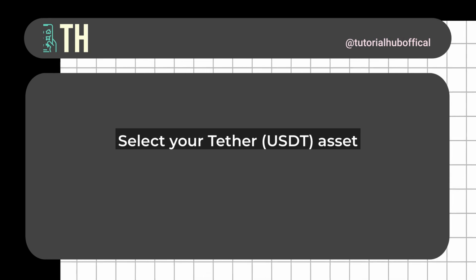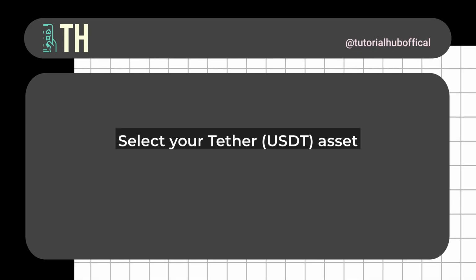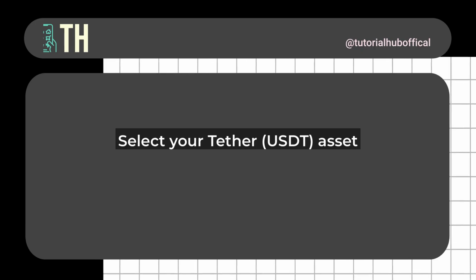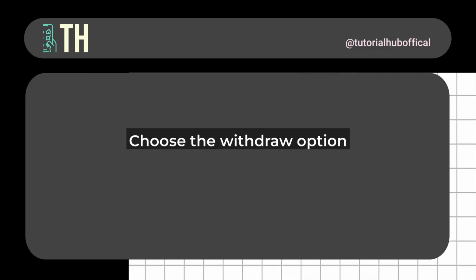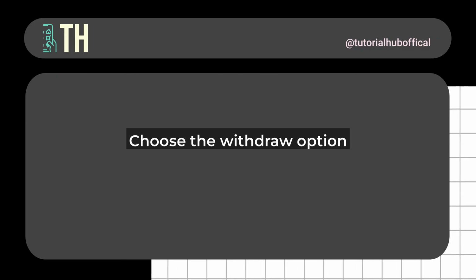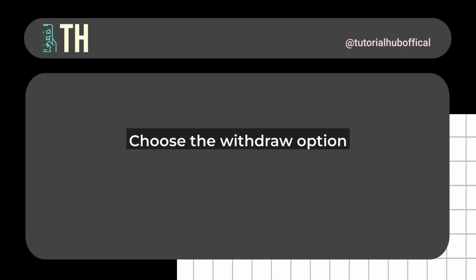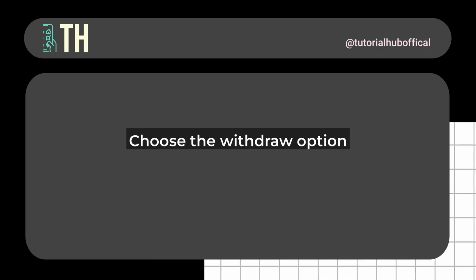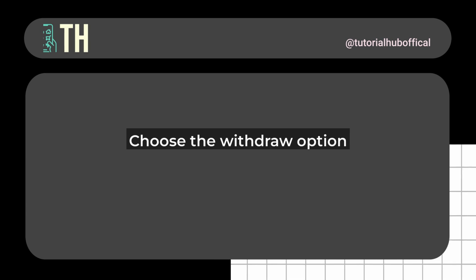Let's jump right in. Step 1. Log into your Coinbase Wallet account. Once you're in, head over to the Assets, or Portfolio, section and find your Tether, USDT. Click on it to open the details. Next, look for the Withdraw, or Send, button. It's usually pretty straightforward. Before you proceed, double-check that you have the correct Kraken wallet address ready. You can find this by logging into your Kraken account and going to the deposit section for USDT.